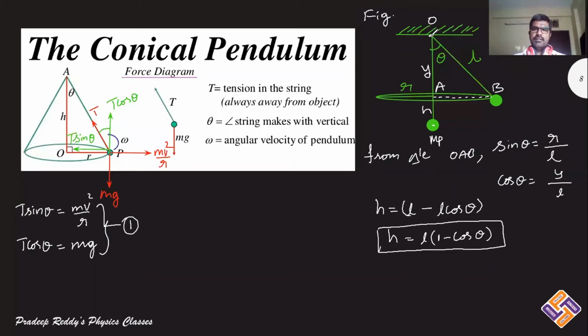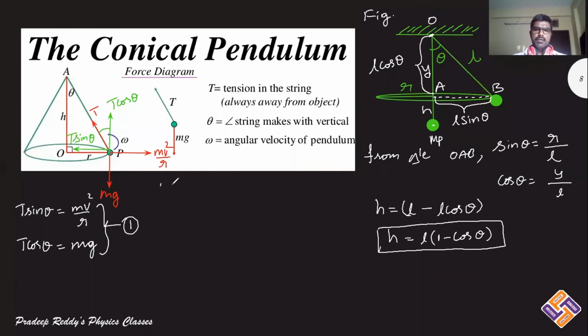Okay, so this length from here to here will become L cos theta. The length from here to here will become L sin theta because it is the opposite side and this is the adjacent side. You can just resolve this L into components. Adjacent becomes L cos theta, opposite becomes L sin theta. So sin theta and cos theta values we have got here, and you can substitute them in equation 1.